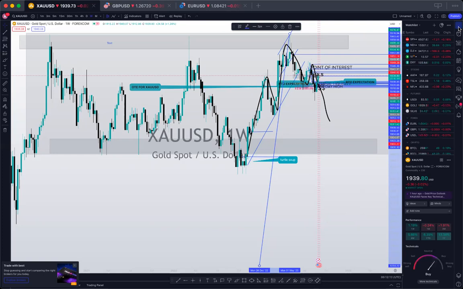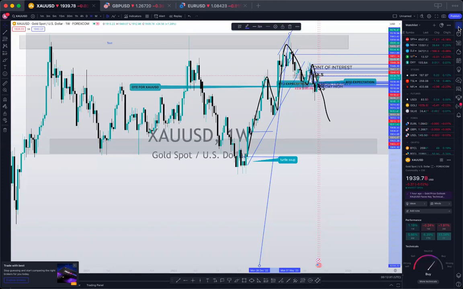Basically, when we're talking about expansion, let me first talk about price delivery. When we're looking at the market, it works with price delivery. That is, before the market starts to move, it starts with a consolidation or accumulation, then followed by manipulation, then followed by expansion or distribution. Expansion is also known as distribution. Accumulation is also known as consolidation.